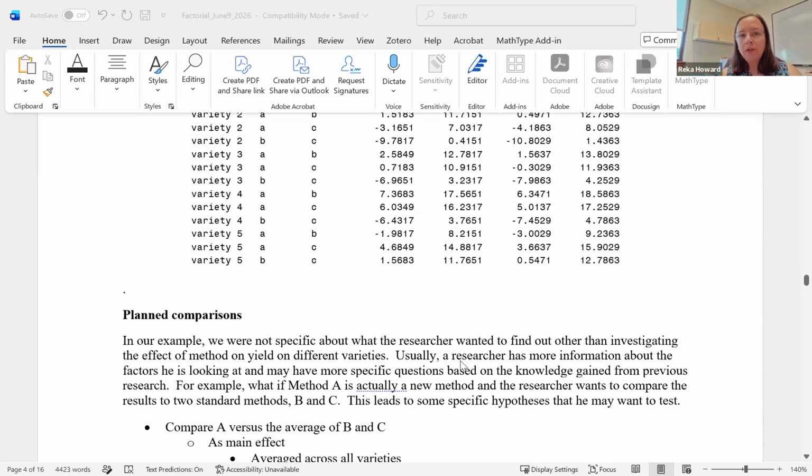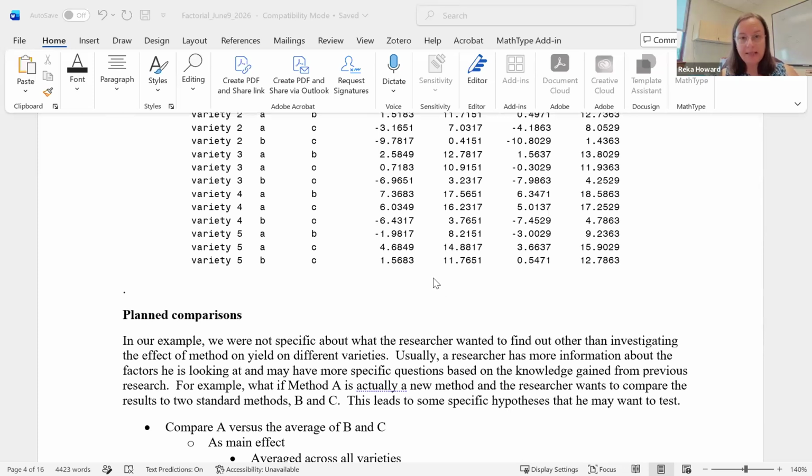But one thing too, since we are having 3 levels of the methods, so 3 methods and 5 varieties, we can have all kinds of comparisons. I did not talk about contrasts yesterday, and I'm not planning to do that today, but that's another important aspect, that sometimes you have to have specific comparisons that you are interested in.